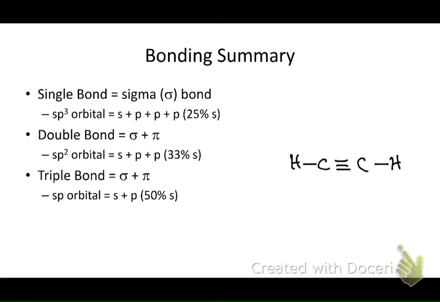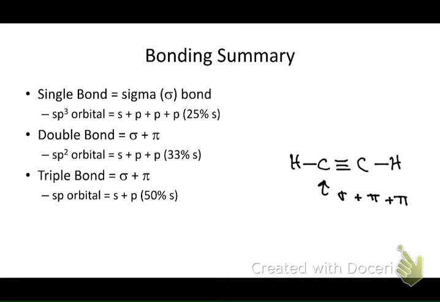There's two groups, so it's sp, right? It's sp. How many unhybridized p orbitals are there? Two. Those are the ones that make the pi bonds. So when you have a triple bond, right? A triple bond is a sigma and two pi's. Because who doesn't like pi?